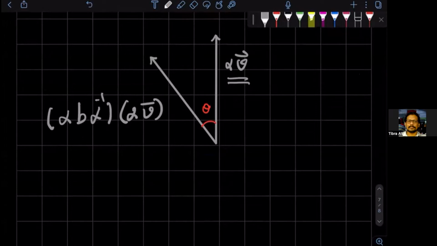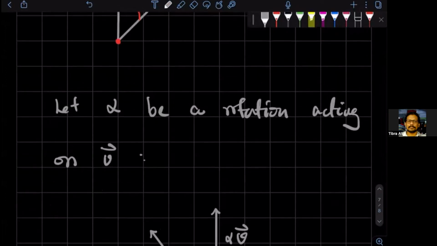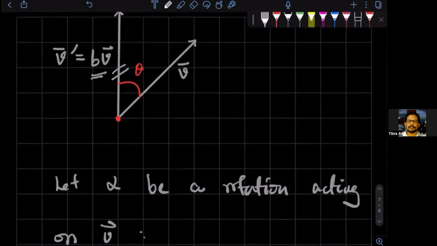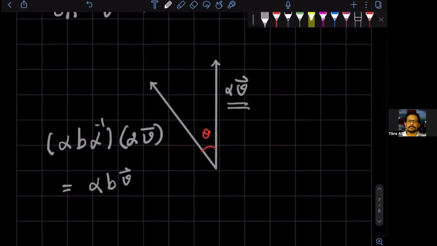Okay? Which of course, if you simplify it, what do you get? You get alpha B V, right? Which is essentially this vector rotated by alpha, right? So this is a geometrical interpretation of a conjugacy class in general. Okay. Are there any questions?